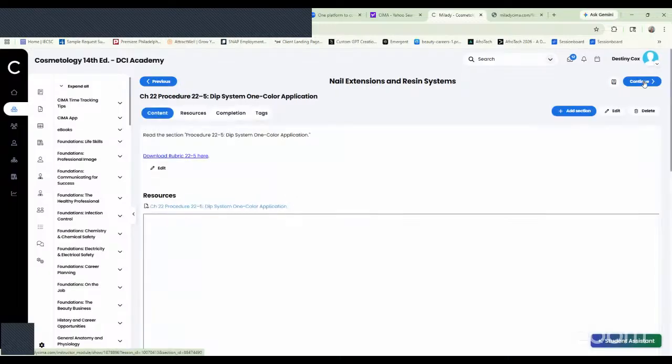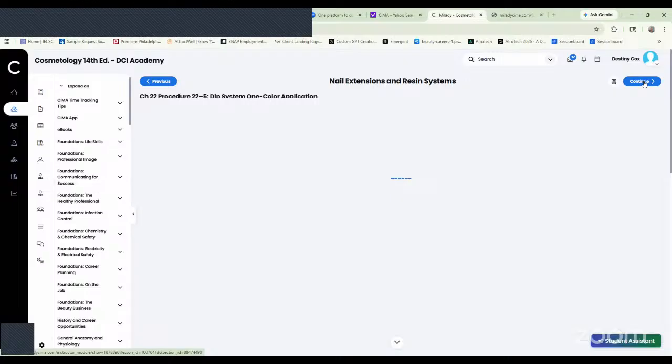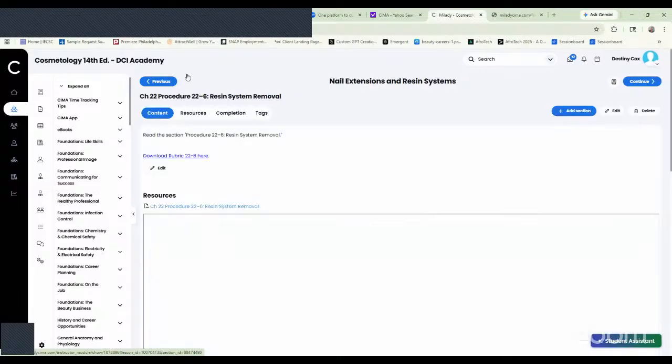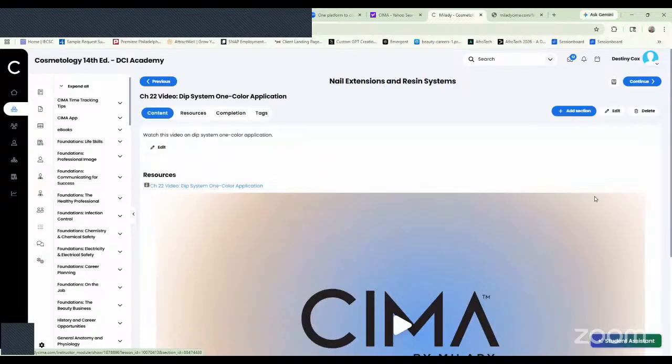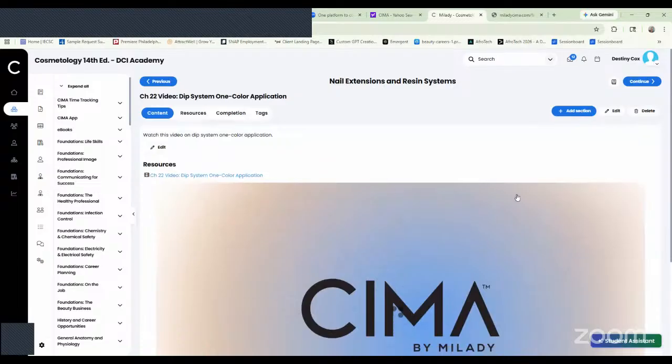Now, I do want to look at dip nail, and then we will close out for today and pick back up. All right, let's see what we got. That resin system is going to be a good video as well. Let's look at dip nails.